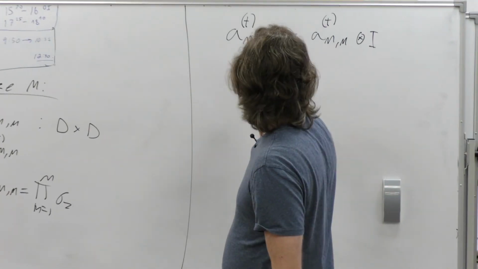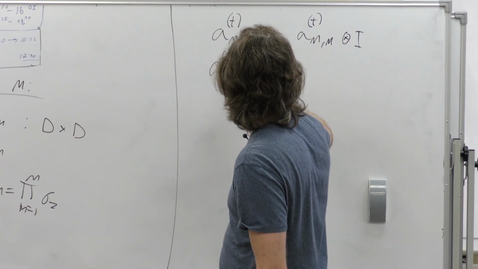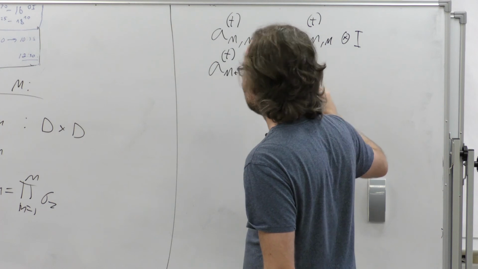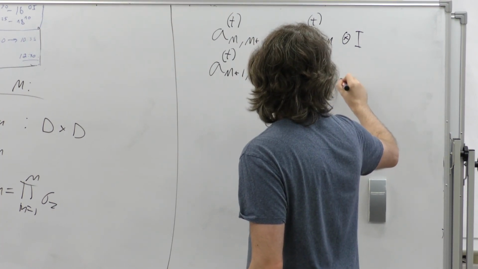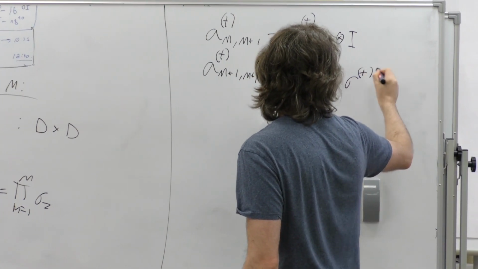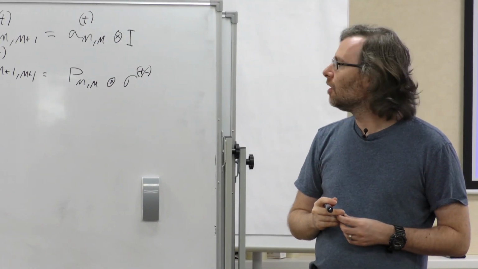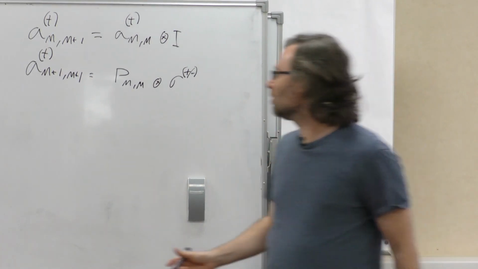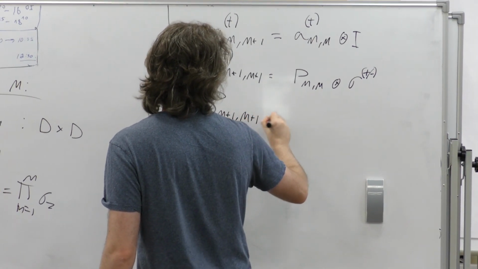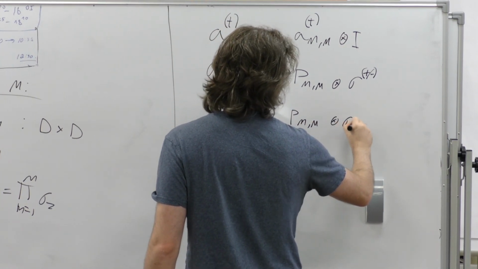Now I will also need the operators on the new site. So a or a dagger at m+1 for an m+1 site system is going to be P, that's why I needed this P, times sigma plus or minus. And of course I can also construct P at m+1, which I'll need for the next step, it is P_m times sigma z.